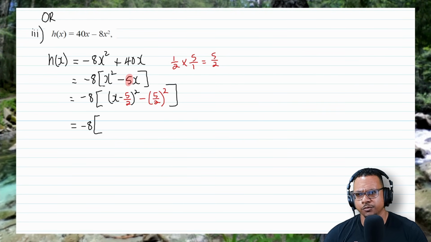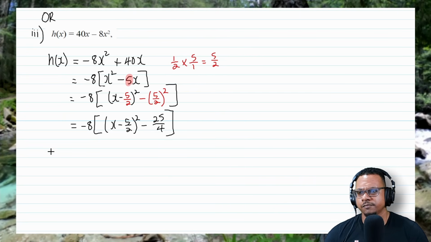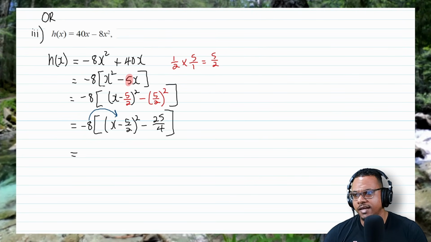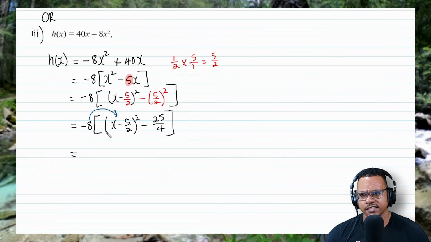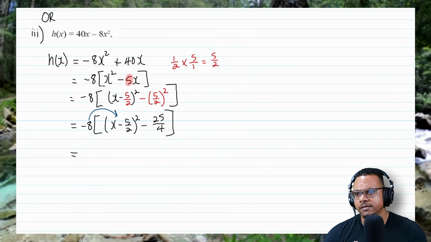So we have the negative 8, open brackets again, x take away 5 over 2 squared, and of course, we square that 5 over 2, so square 5, you get 25, and square 2, you get 4. So now what we got to do is get rid of this big brackets here by multiplying everything inside of here by this negative 8. All right, so we have negative 8 times this. And seeing that we have this square sign here, we can't expand this. So we just write back negative 8, open brackets, x take away 5 over 2, close brackets squared.